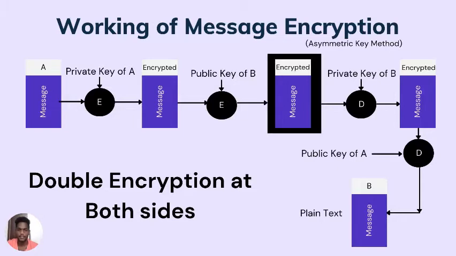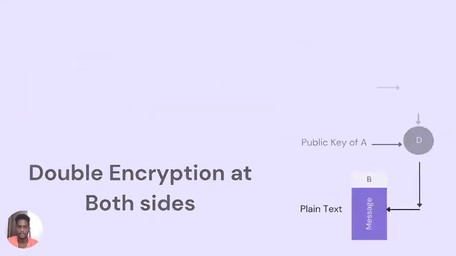So the final text, which is plain text, can be accessed by user B. This is called double encryption at both sides. We are increasing the security measures in this because the public key will be available to all the users in the network, but the private key will be available only to the particular user.